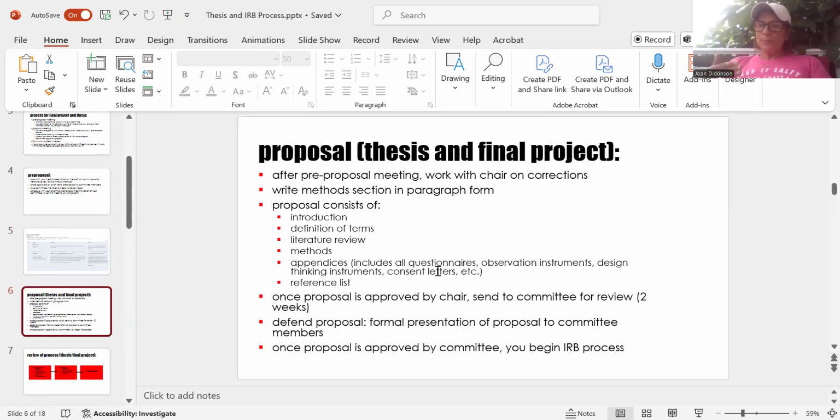So after the pre-proposal meeting, you're going to go back, okay, and you're going to work on any corrections that you need for the proposal. And again, you'll continue to work with your chair.